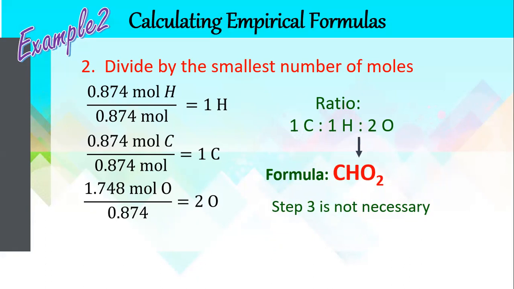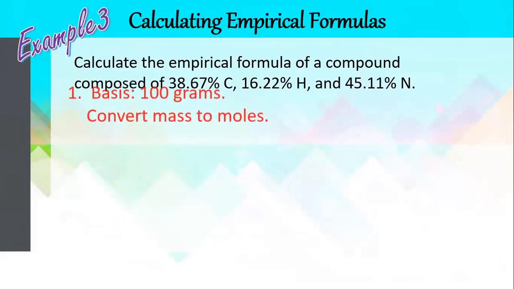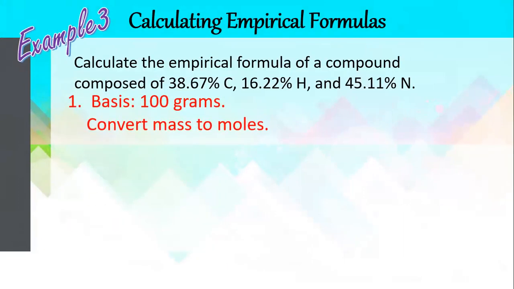All right? Let's have another example. Calculate the empirical formula of a compound composed of 38.67% carbon, 16.22% hydrogen, and 45.11% nitrogen. Since the given are in terms of percentage, we will have a basis of 100 grams. So you just have to change this percentage into the unit grams.